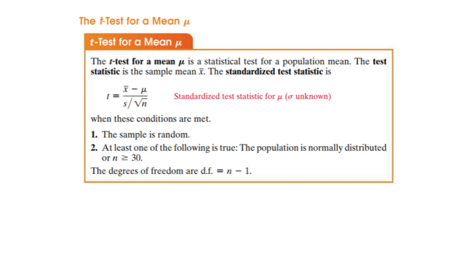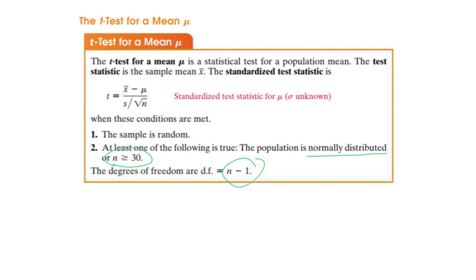Okay, so just like we did in chapter 6, we have our t-test. We can find t by taking the sample mean minus the population mean over the adjusted standard deviation, but it's the sample standard deviation. That's when we're going to use the t-test. We still have that the population has to be normally distributed or the sample size greater than or equal to 30, and then we have degrees of freedom is n minus 1.